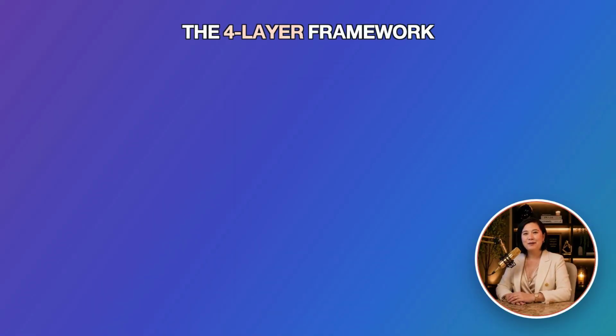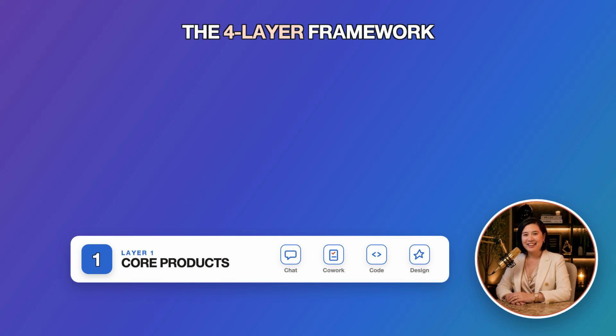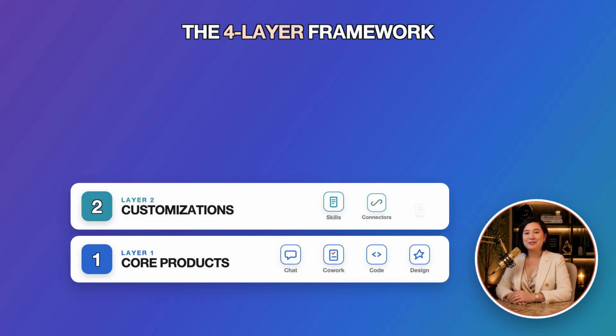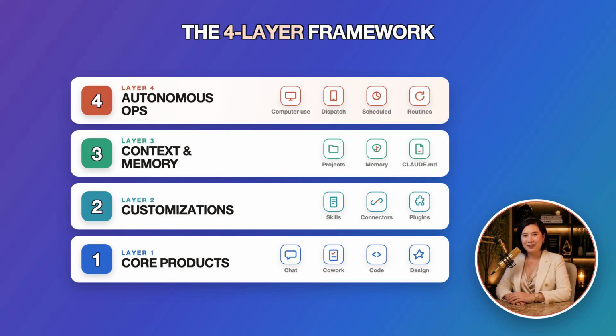Here's our visual roadmap for today, the 4-layer framework. We'll start at the foundation, layer 1, the core products. Then we move up to layer 2, customizations. We'll explore layer 3, context and memory. And finally, we'll reach the really futuristic stuff right at the top. Layer 4, autonomous operations. 4 layers. By the end, you'll know exactly where every single feature lives. So let's start at the bottom.